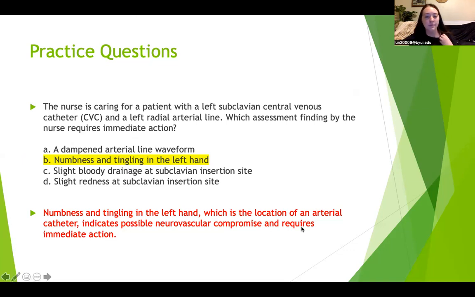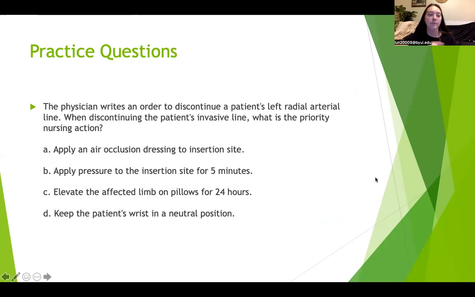Okay. All right, so pause. Okay, you read in order to discontinue the left radial arterial line. When discontinuing the patient's invasive line, what's the priority nursing action? So B is apply pressure to the insertion site for 5 minutes.